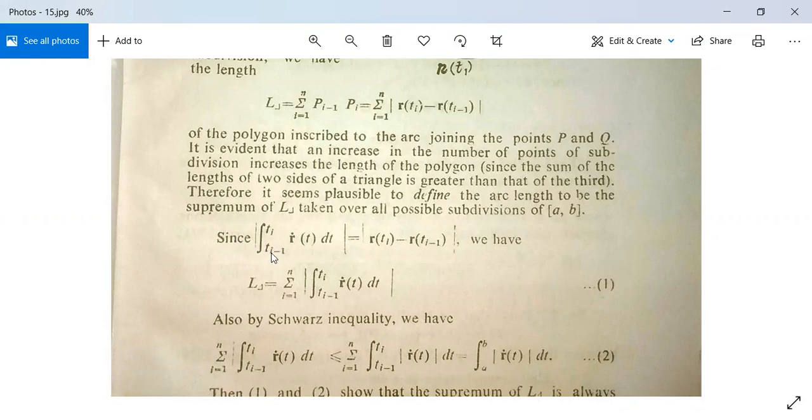Since modulus of integration from ti minus 1 to ti of r dot(t) dt is equal to modulus of r(ti) minus r(ti minus 1), so L delta is equal to summation i is equal to 1 to n modulus of integration from ti minus 1 to ti of r dot(t) dt. यहाँ पर ये वैल्यू को सब्स्टिट्यूट कर देना है विद दिस वैल्यू.